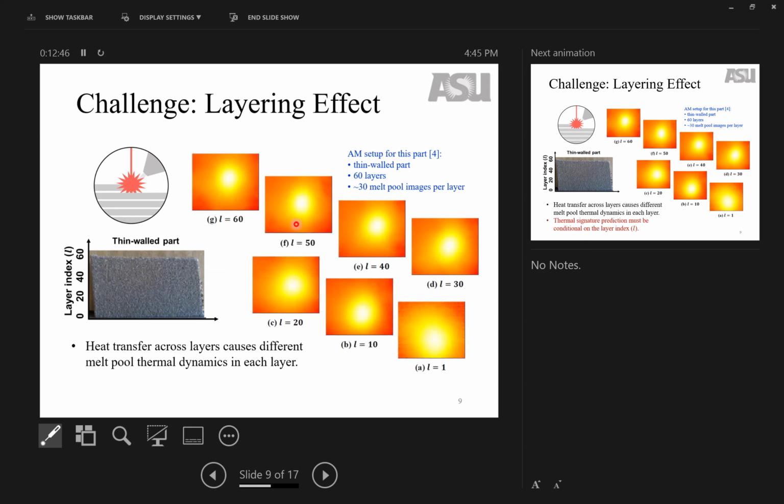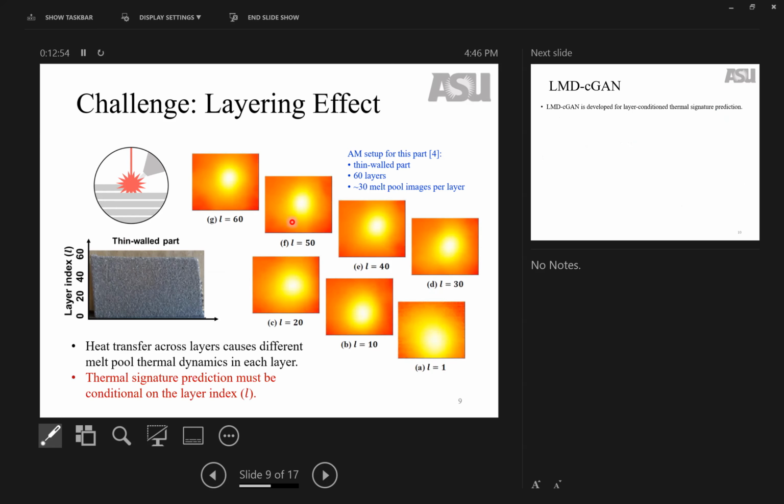The implication here is that the melt pool thermodynamics is dependent on the layer index. Equivalently, when we predict the thermal signature, we want to make predictions conditionally on the layer index. But this is beyond the capability of the conventional generative adversarial nets, and that is our challenge.